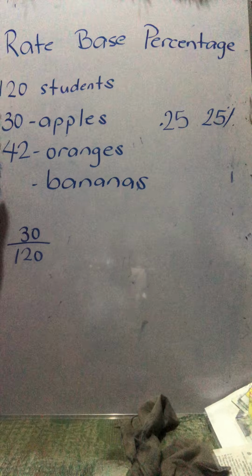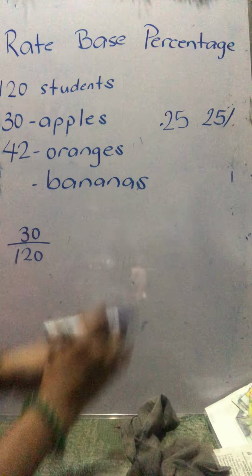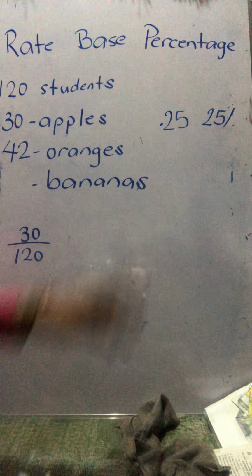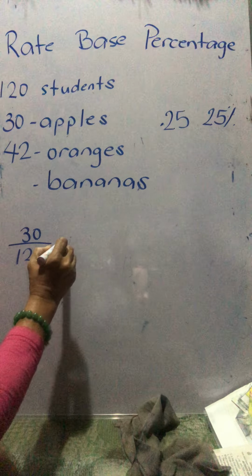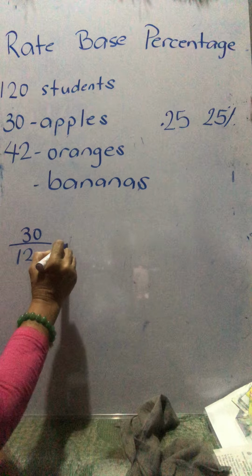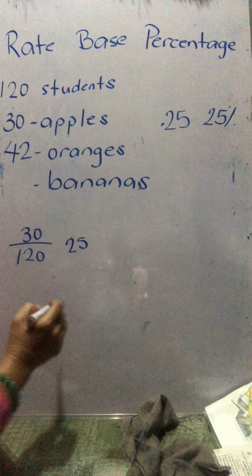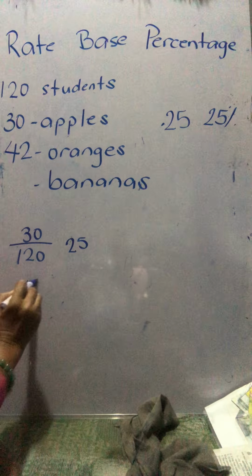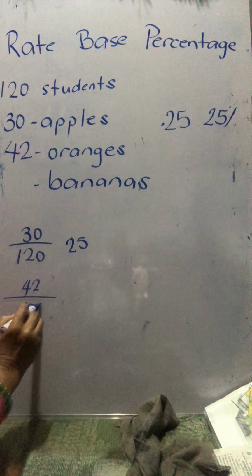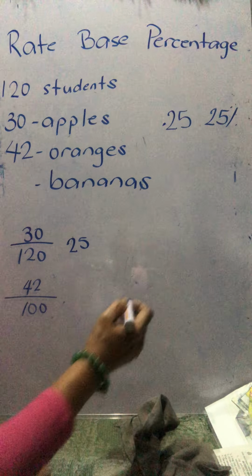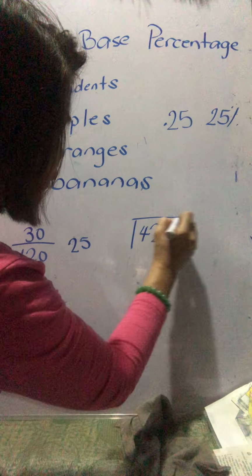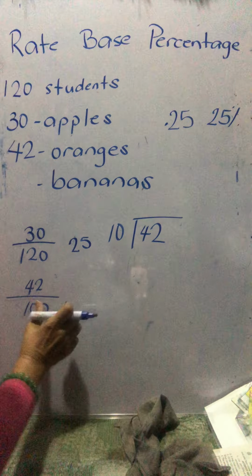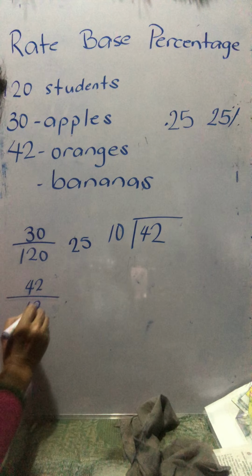Gusto nga ipakita sa inyo paano nyo mamaya maiintindihan na ayun pala yung kabuuan. Okay? So, dito, we have here 25%. So, dito naman, we have here 42 over 100. Okay? So, dito sa 42 over 100, gawin niyo ngayon 42 divide by 120.